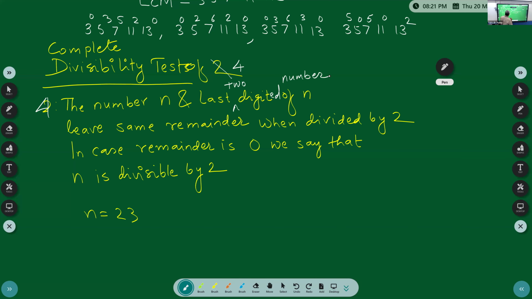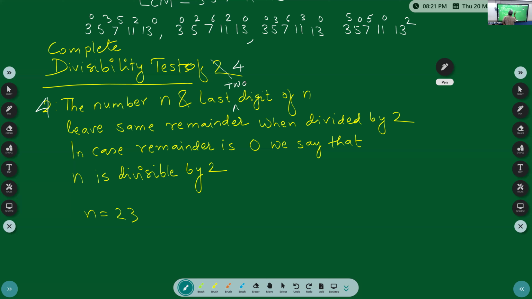We don't say "last two digited number", we say "last two digits". Last two digits. Sir, ending with two zeros is also divisible by 4. Yes. We are writing bigger than that.